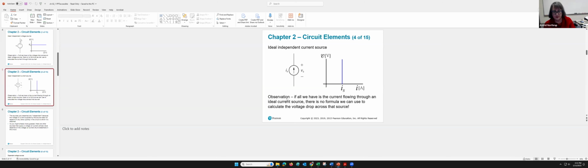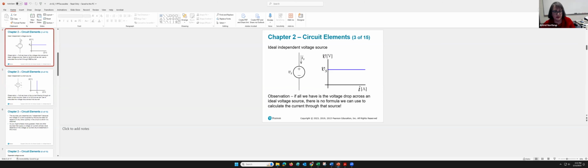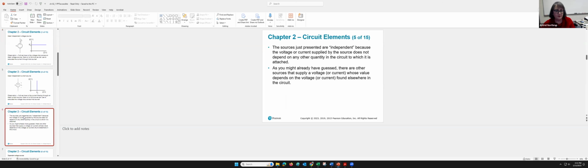So the observation at the bottom of the slide: if all we have is the current flowing through an ideal current source, there is no formula we can use to calculate the voltage drop. And similarly, if you look at the slide about the voltage source, if all we have is a voltage drop, there is no formula that we can use to calculate the current. And that's sort of indicated by this drawing off to the right. So if we can't use that, when can we use it? Well, if an element is dependent.